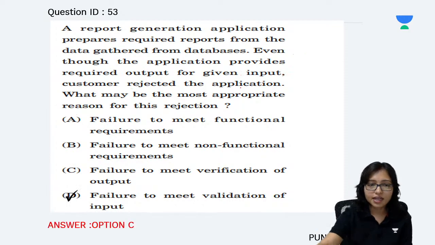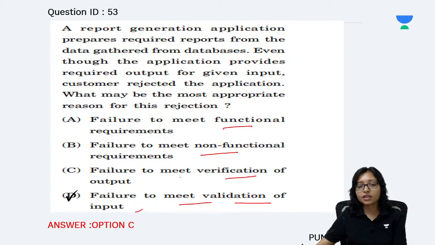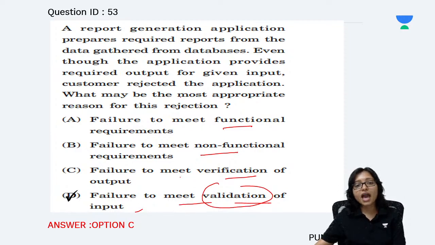Okay, answers are coming. Yes, the rejection: failure to meet the validation of the input, failure to meet the functional requirement, failure to meet the non-functional requirement, failure to meet the verification output, failure to meet validation of input. Validation of input, where is the problem? Validation of input, there will be no problem, right? It is the most appropriate reason. It is asking you the most appropriate reason for rejection.